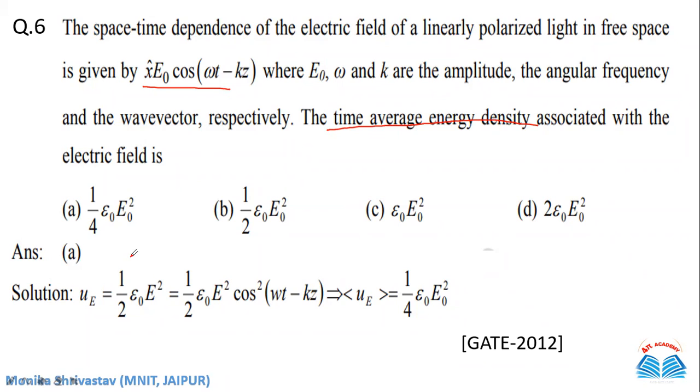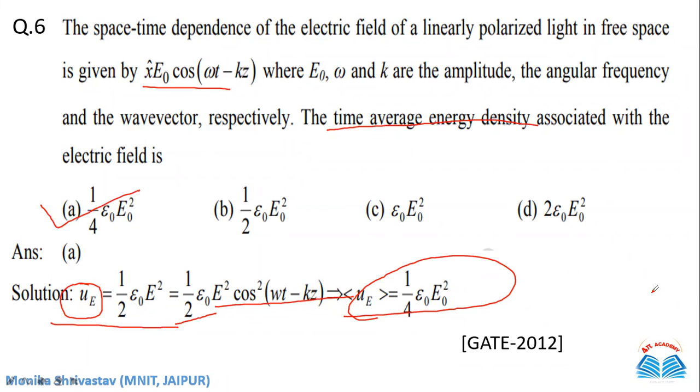So we will also calculate only the energy density term in terms of the electric field only. So we will use this formula: U equals half epsilon naught E square. Half epsilon naught we have put, and the value of E square. Now we have to calculate the average. So you guys know what the average of cos square is? The average of cos square theta is always 1 by 2. So the answer will come as 1 by 4 epsilon naught E naught square. Option A will be the right one. Easy question. This was from GATE 2012.